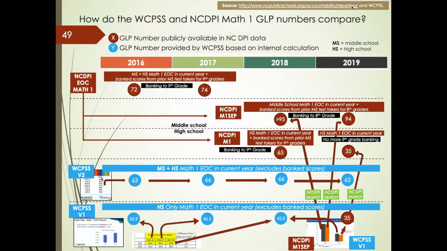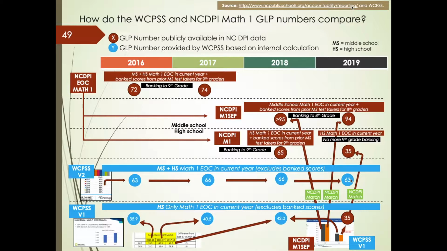So now let's look at the Wake County two versions that they have. Again, these are the Wake County internally calculated numbers. Let's look at the middle school and high school combination number. This is the V2 number from the chart that showed the 7 years of history. You saw the 63s on there, 63, 66, 66, and then back to 63. That's the trend on GLP for those numbers for that data set.